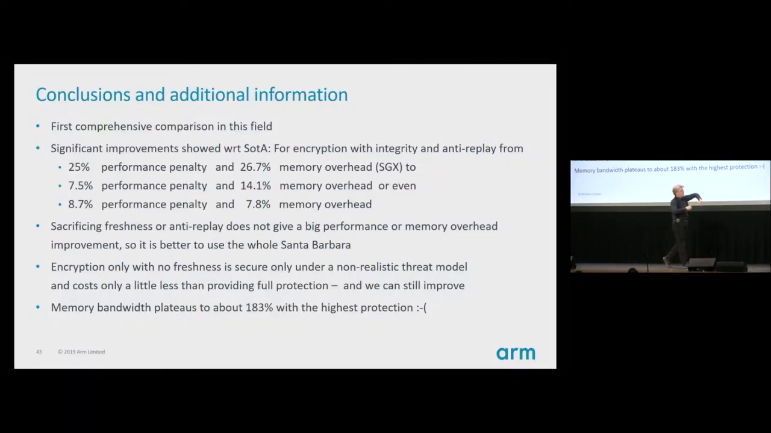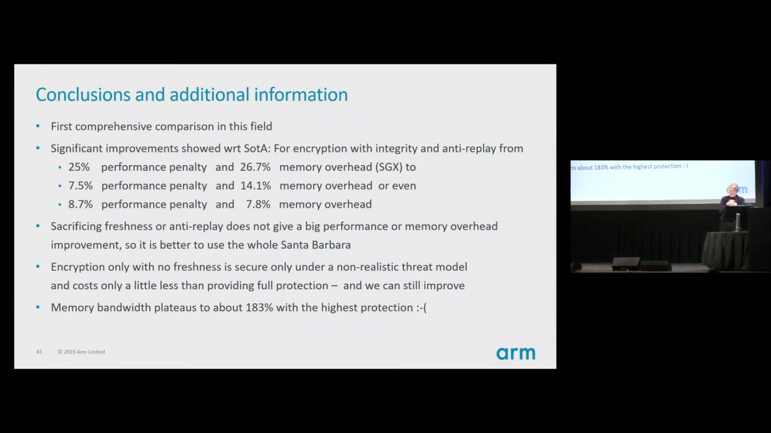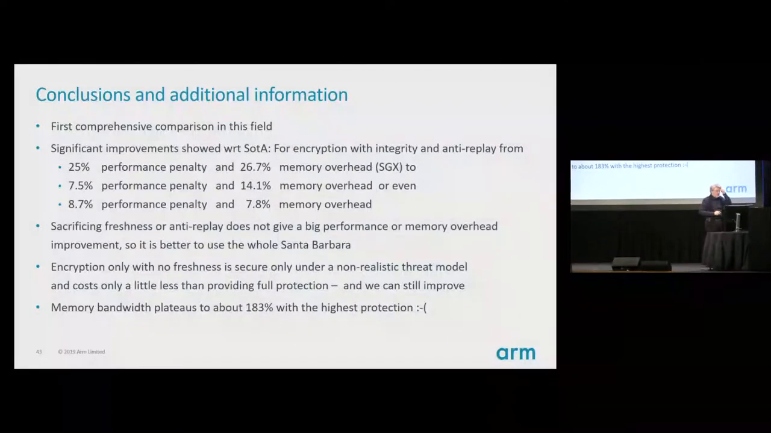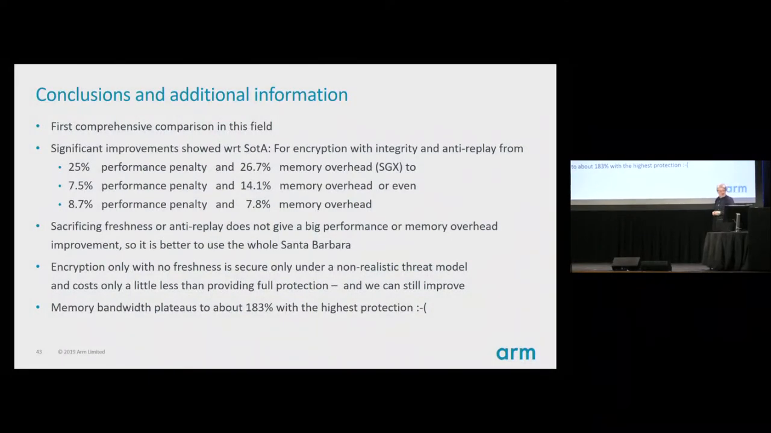So the takeaways. This can be my last slide or not, depending on the questions. We have done the first comprehensive comparison of the field. A paper is upcoming. We tested thousands of things. Well, no, we didn't. We selected a few, but I could have shown you 25 different diagrams, and you would have had a horrible headache. We have significant improvements with respect to the state of the art, which means, for instance, with something like this, an 8.7% performance penalty and 7.8% memory overhead, they're both under the psychological threshold of 10%. So that might make this type of technology acceptable in a wider sense. Sacrificing some of the features does not give a big performance or memory overhead improvement, so it's really better to use the whole banana.